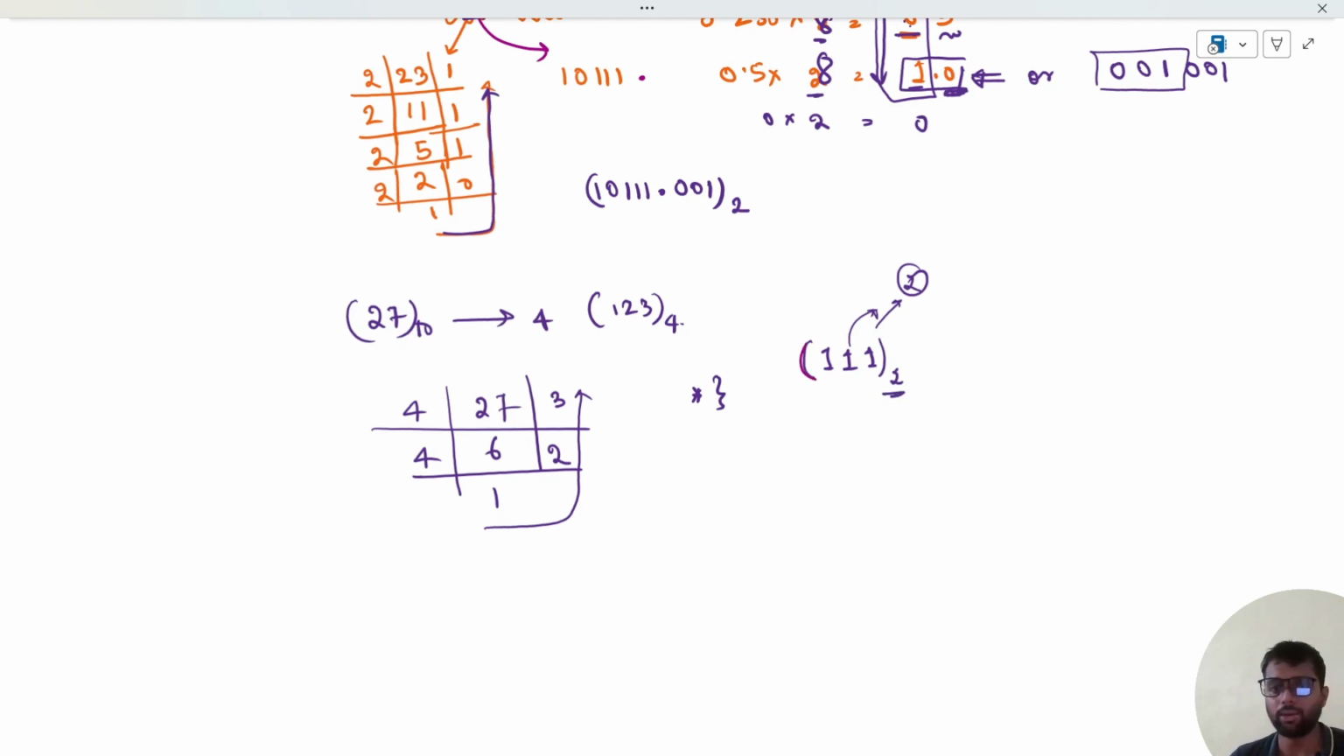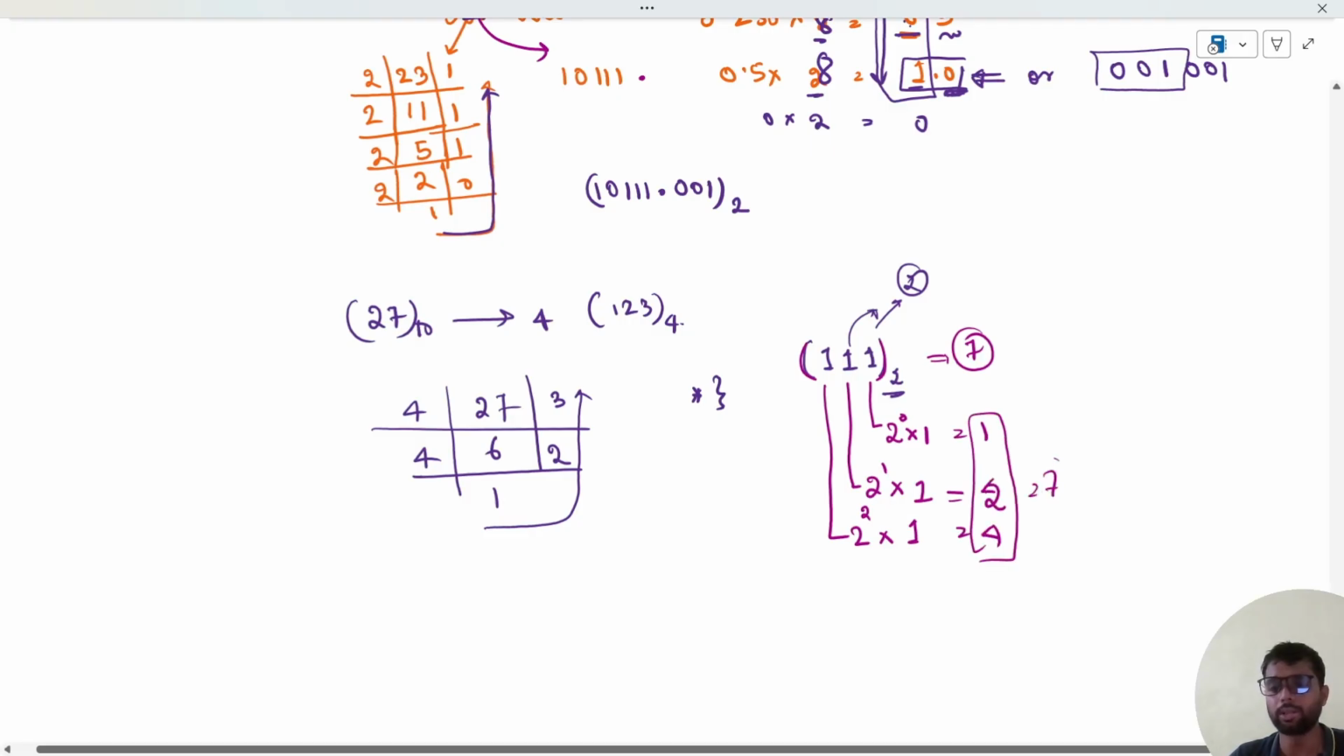So if you have a binary over here, how do you convert it? This is equivalent to 7, but how do you get 7? What is the base? Multiply the base raised to the power 0 into the first digit. Here base raised to the power 1 into the second digit, that is also 1. Then base raised to the power 2 multiplied by the third digit, that is also 1. So this is nothing but 1, this is nothing but 2, this is nothing but 4. And you add all this, you get 7. This is how you convert.